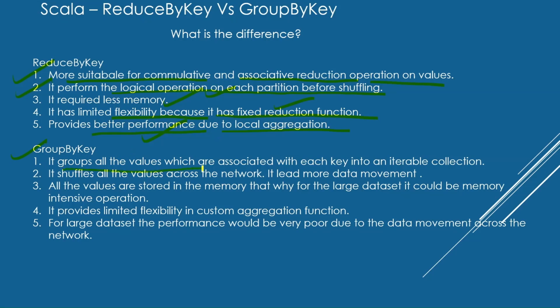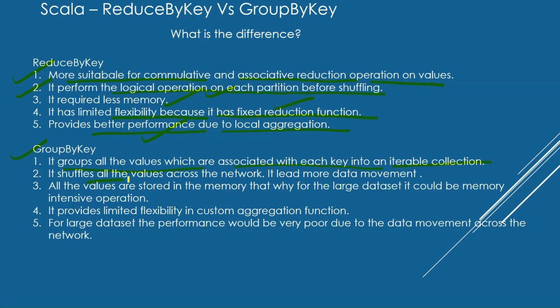So let's discuss groupByKey. It groups all the values associated with each key into an iterable collection. We have discussed that groupByKey is going to group the data based on the key, and all the values are present in the iterable collection. If you want to do any kind of aggregation, we can perform it on the iterable collection, that is, addition or finding the max, mean, or count.